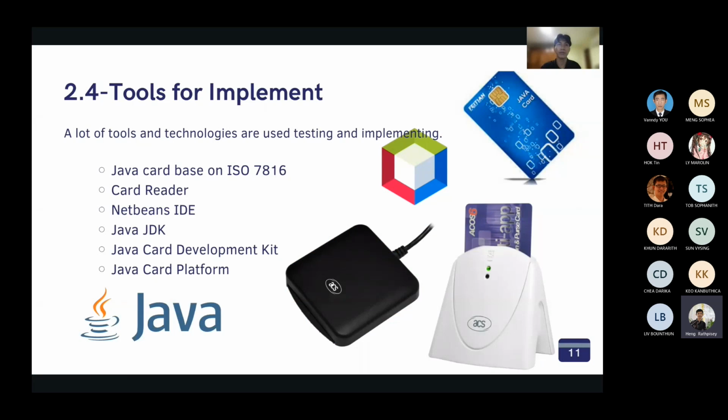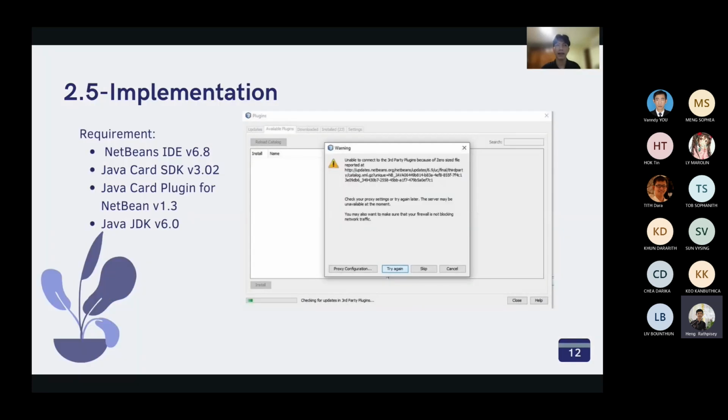For the tools that we use to implement, we did research and found a lot of tools and technology that are used for testing and implementation, such as Java Card based on standard ISO 7816, card reader, NetBeans IDE, Java JDK, Java Card Development Kit, and Java Card Platform. Now we are in the implementation.